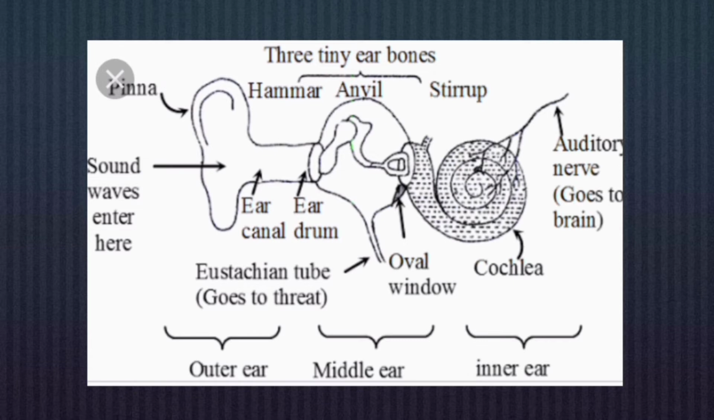The middle section of the ear first collects the vibration through the three tiny ear bones, that is the hammer, anvil and stirrup, and then it sends the signals to the oval window. The oval window is a thin stretched membrane, which sends the signal to the cochlea, and from there the auditory nerves send those signals to the brain, and this is how we are able to hear vibrations and sounds.